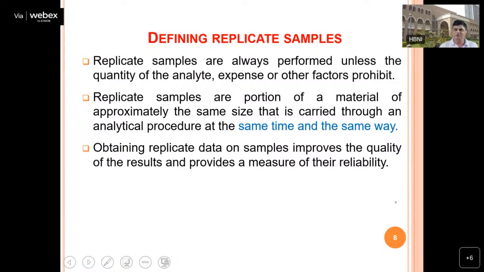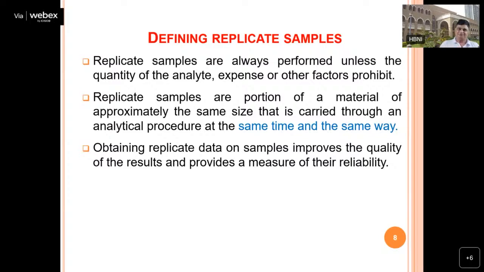And then, it is always very important for us to do the replicate analysis. But there are certain limitations in the replicate analysis. The replicate samples are always performed unless the quantity of the analyte or expense or another factor prevents it. Sometimes your concentration of the analyte itself is very small, then you cannot perform the replicate analysis. Sometimes the cost of the analysis is very high. So in that case also we try to avoid the replicate sample, and be very meticulous in submitting the results.